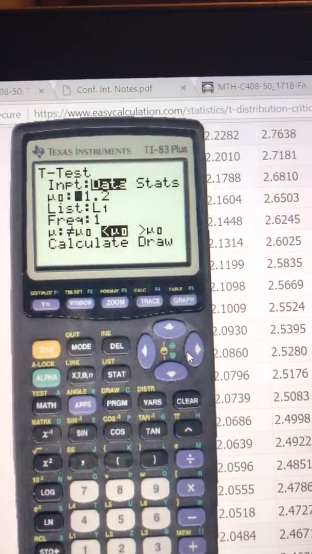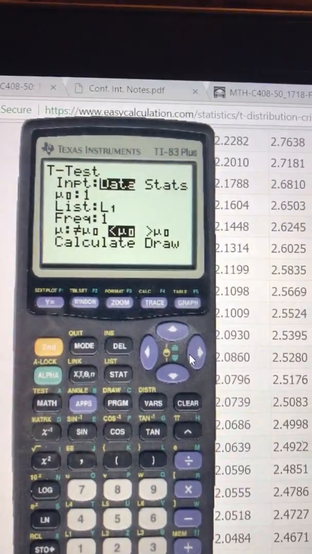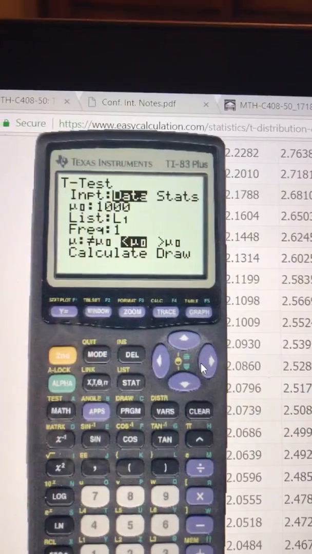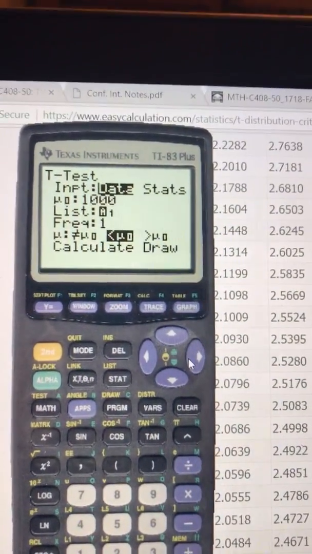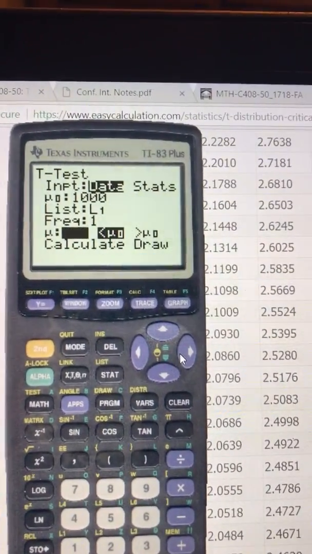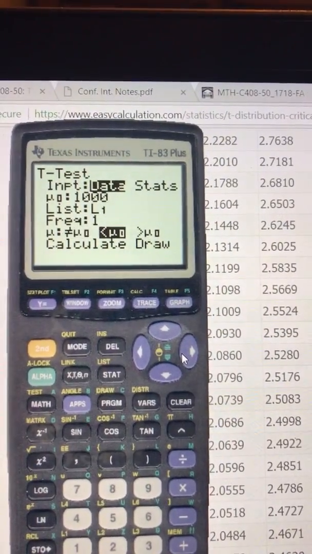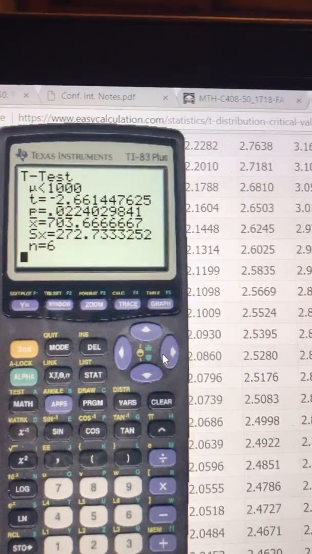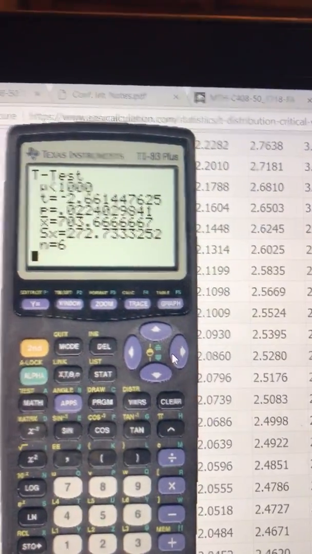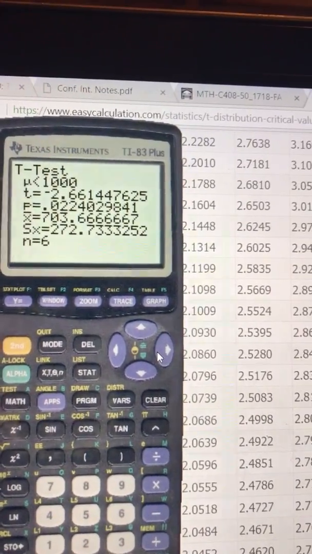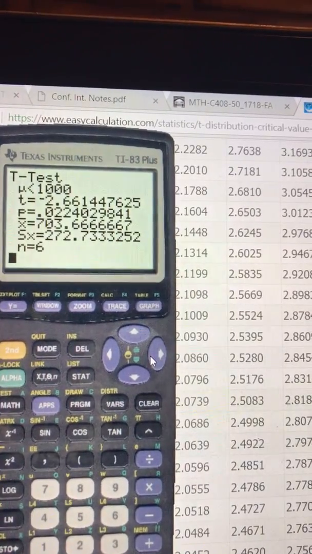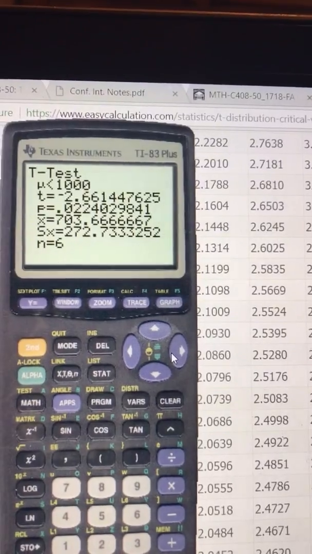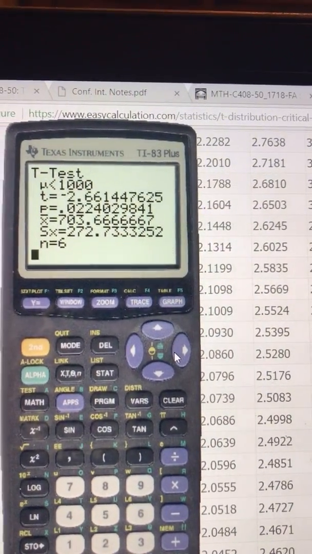The right hand side is 1,000. The list is in L1. If you put it in somewhere else, you can change that, but it should be L1. Frequency, you don't worry about, you leave it at 1. Our H1 is less than, so it's already there. Go to calculate. And there it gives you your T, which, like I said, most people are going to ignore. You're just going to do the p-value, which is 0.0224.